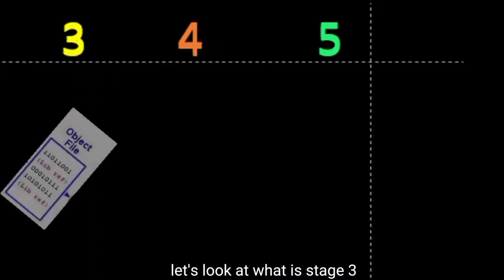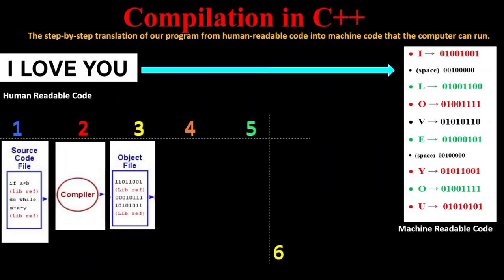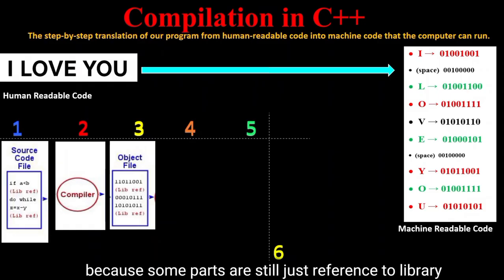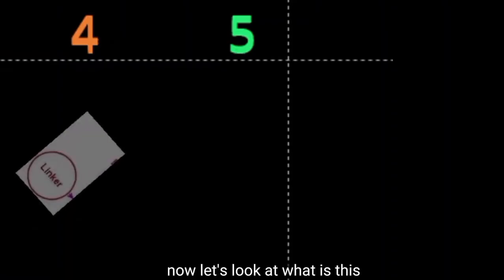Let's look at what is stage 3. Stage 3 is called object file. Like I said, so what happened here? After compilation, we get the object file, stage 3, right? This file contains machine code, but it is incomplete because some parts are still just references to the library. You remember now? So at this stage, we can't run the program yet. We need another stage, which is stage 4.